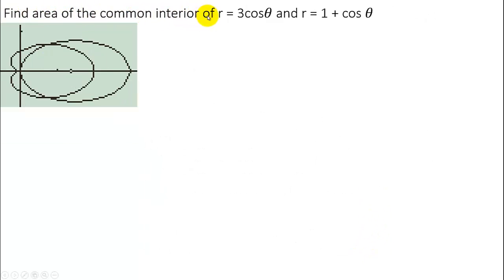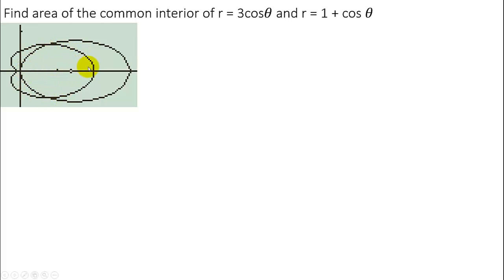Find the area of the common interior of r equals 3 cosine theta, and r equals 1 plus cosine theta. So here we have the cardioid, the 1 plus cosine, and we have the circle on kind of the right side. So we want the common interior, which is kind of this oval shape right here in the middle.